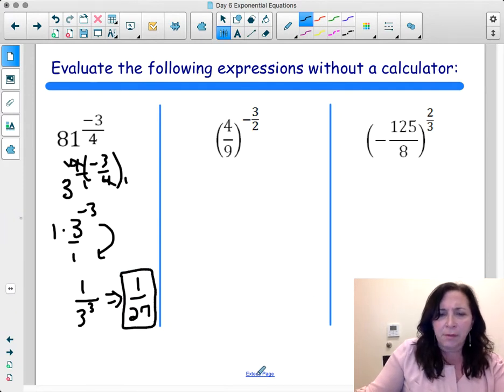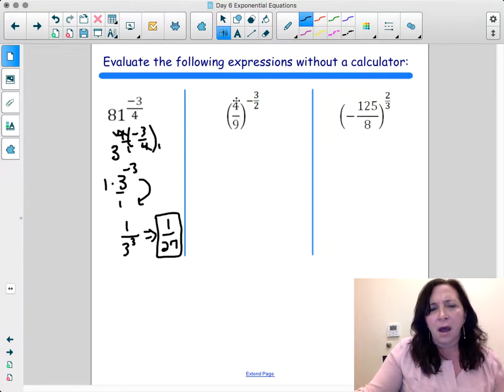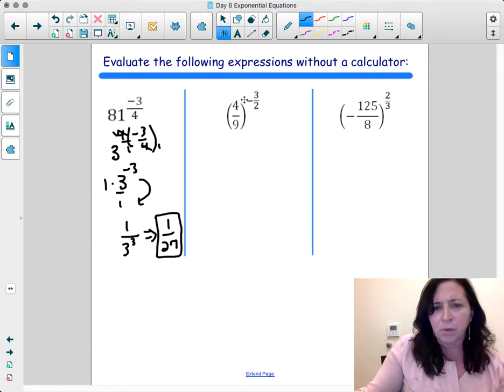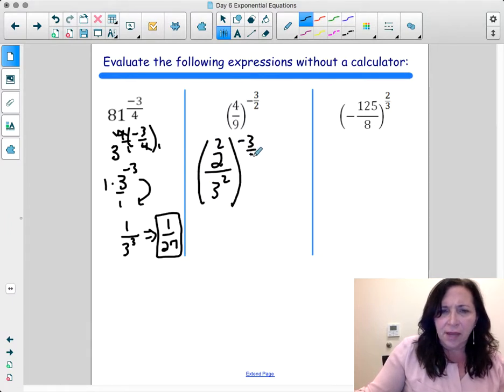For this next problem right here, 4 ninths to the negative 3 halves, I always, like I said, I always recommend that you reduce these as much as possible. And the 4 ninths, I would say, is going to be 2 squared over 3 squared. And remember, both of those are still to the negative 3 halves power.